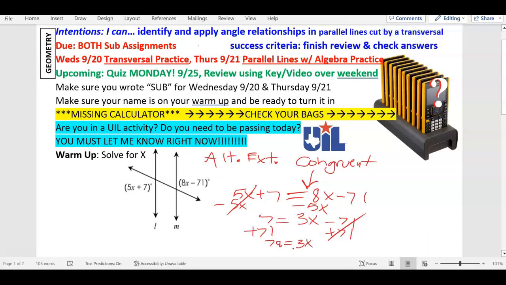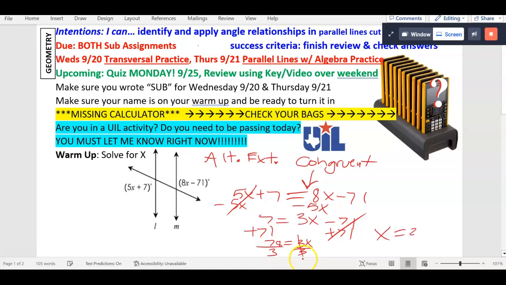Does everyone else know this? To get rid of a 3 in front of x, we divide. What is 78 divided by 3? x is 26. So everybody has a good warm-up for today with the objective at the top, right?